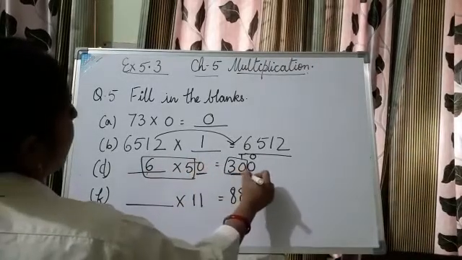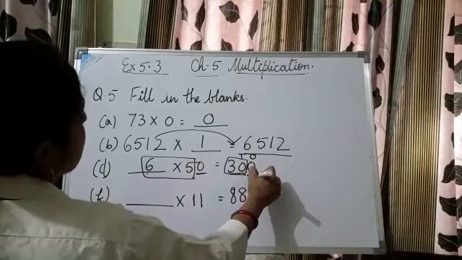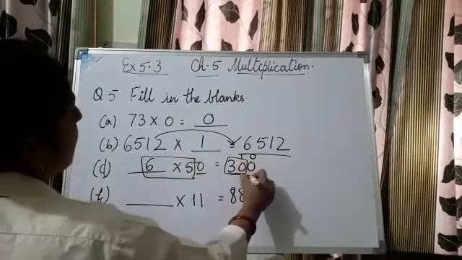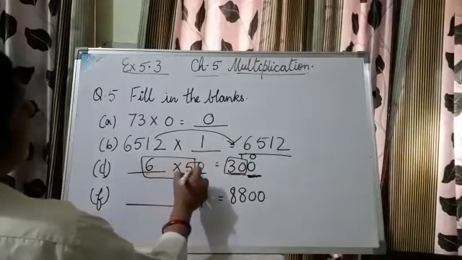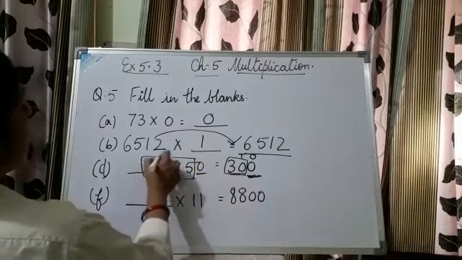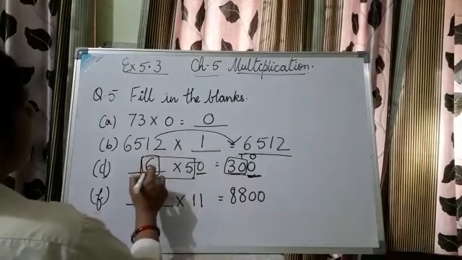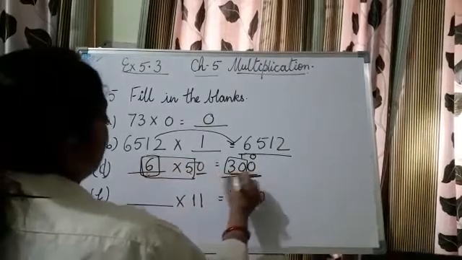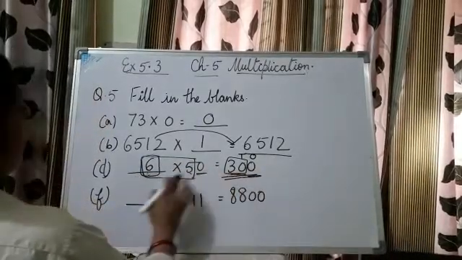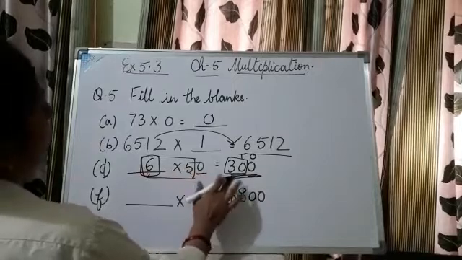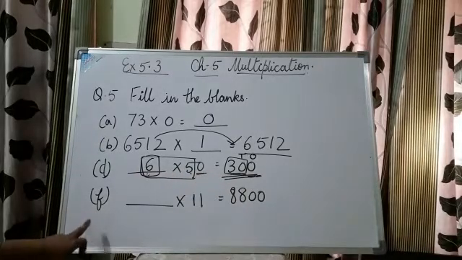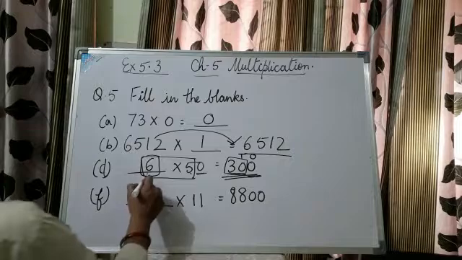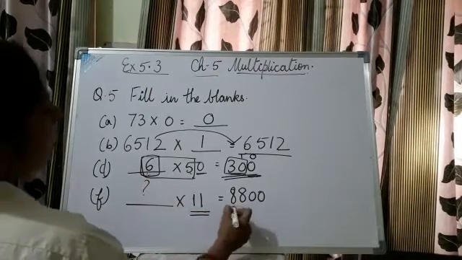This 0 has already come to the tens place. As in the product we have seen here 6 multiplied with 5. This 6 is the number which is missing. When we multiply 5 with 6, we get 30 and we get the product as 300 when 6 multiplied with 50.